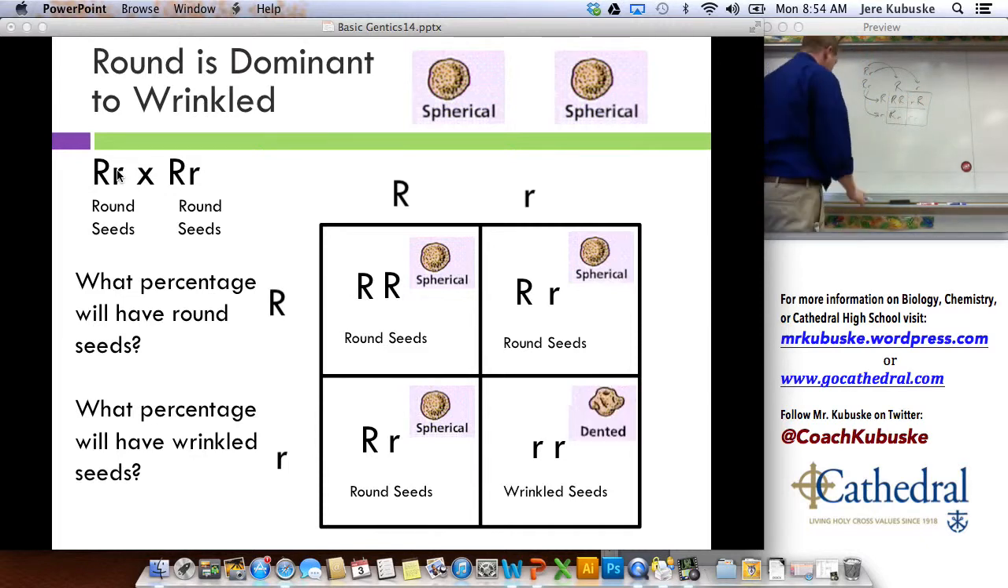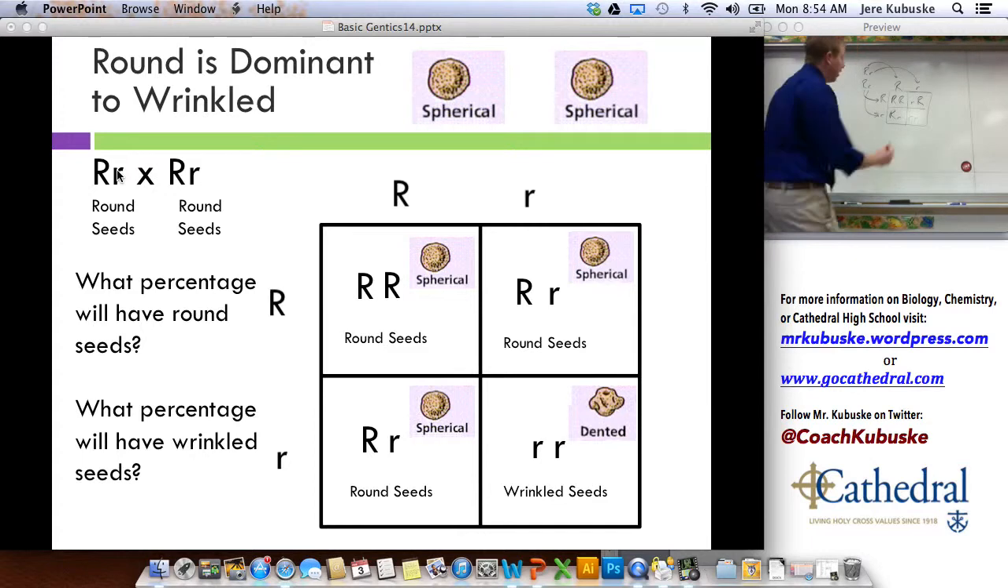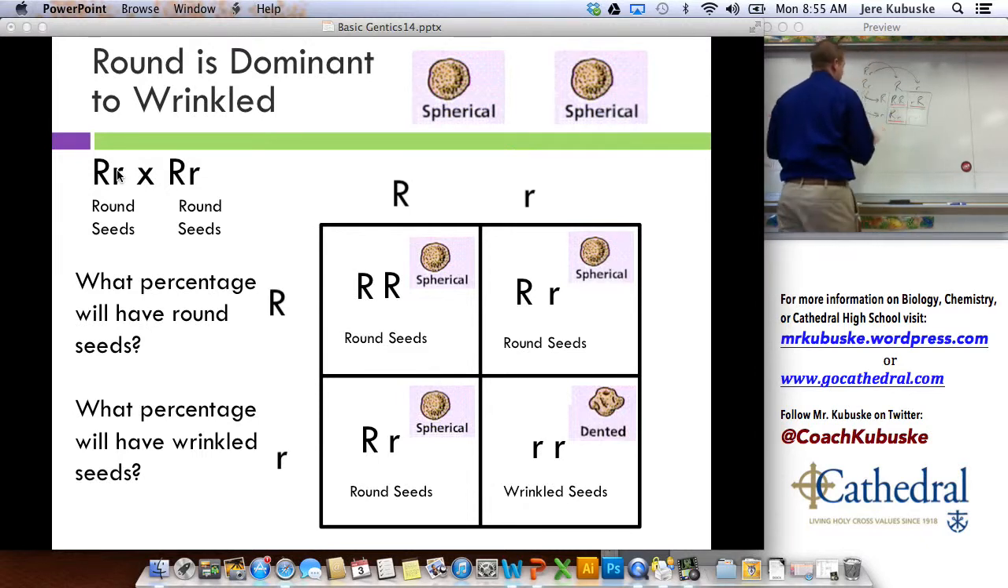So if I look at my 4 squares, what are the chances that my offspring will be round seeded? Well, all I have to look for is that capital R. There's a capital R in this box, so there's 1 out of 4. There's a capital R in this box, that's 2 out of 4. There's a capital R in this box, that's 3 out of 4. There's no capital R in that last box, so 3 out of 4 means I have a 75% chance. Just think of it like quarters. I have 3 quarters, that's 75 cents. 75% works the same way.